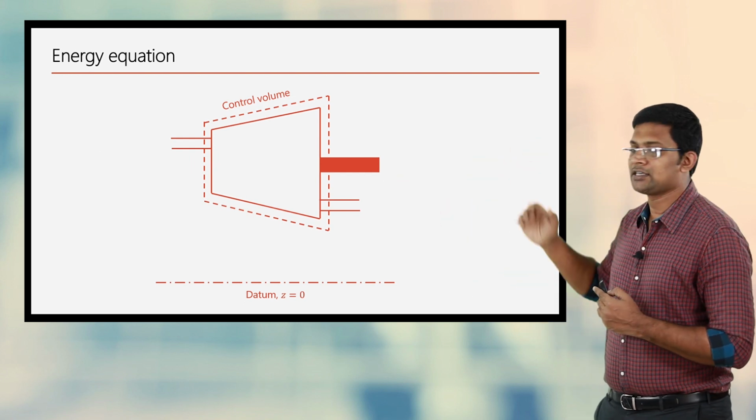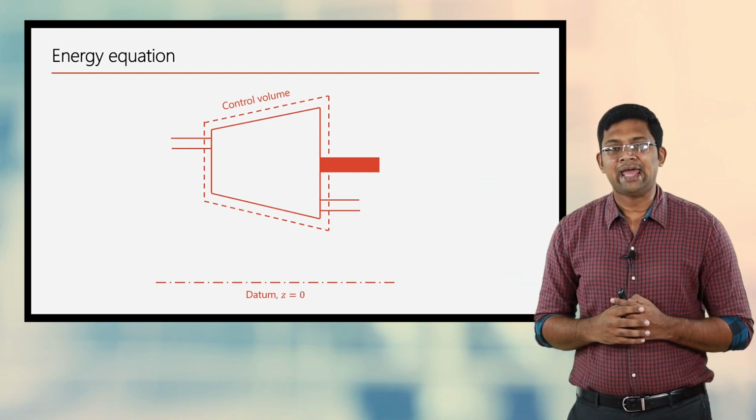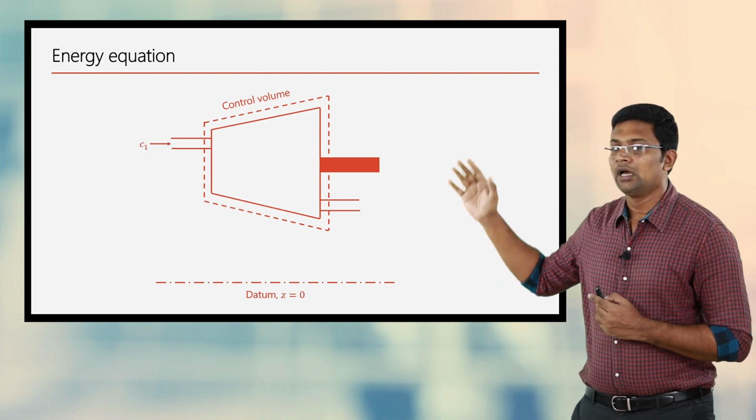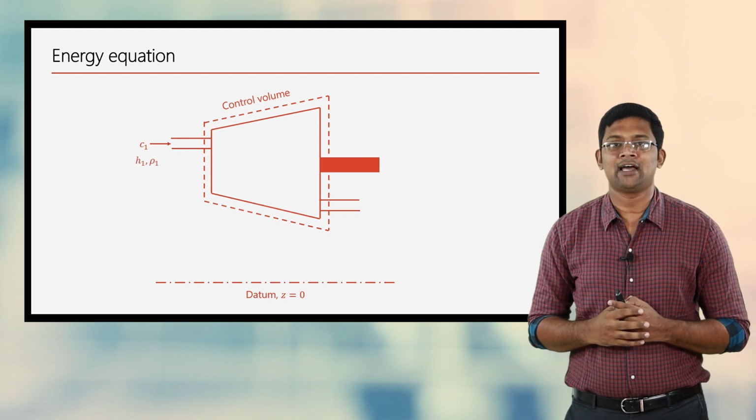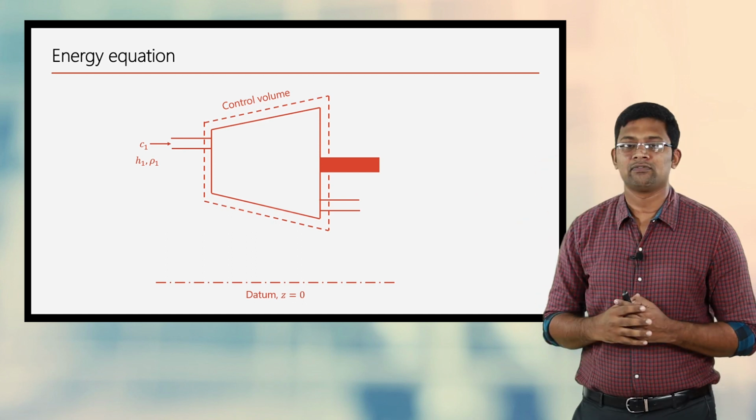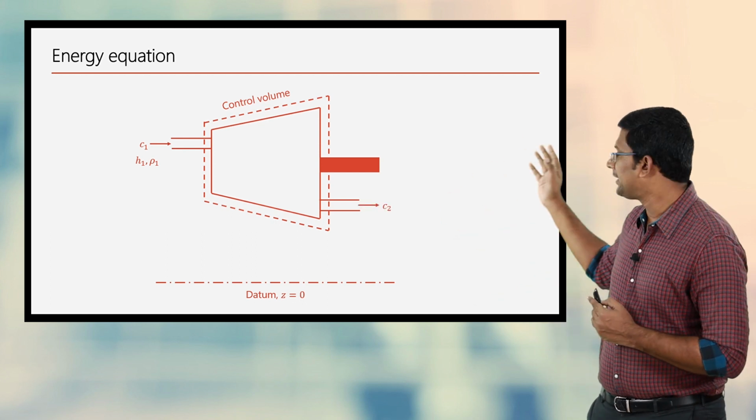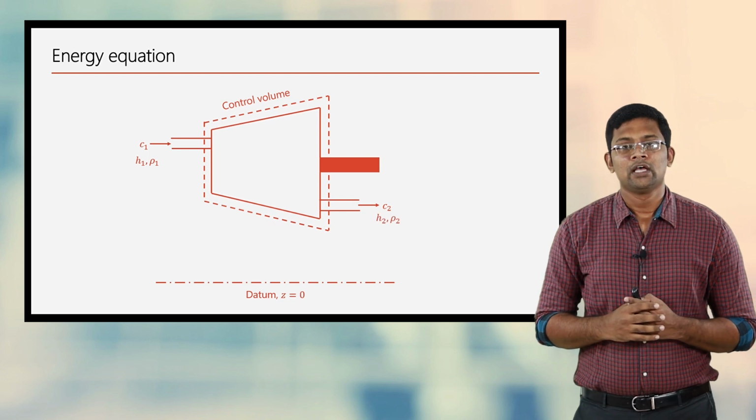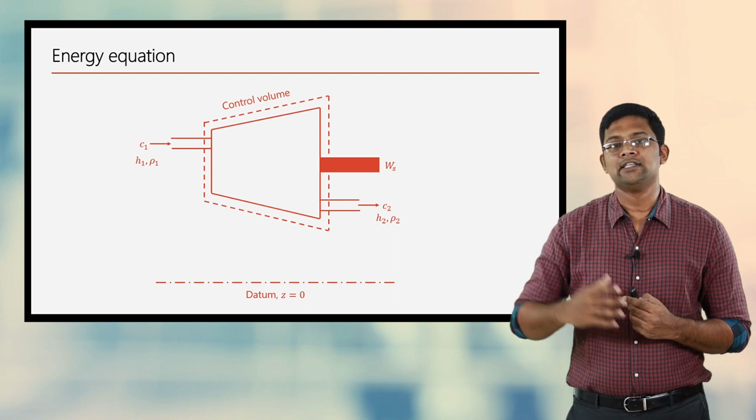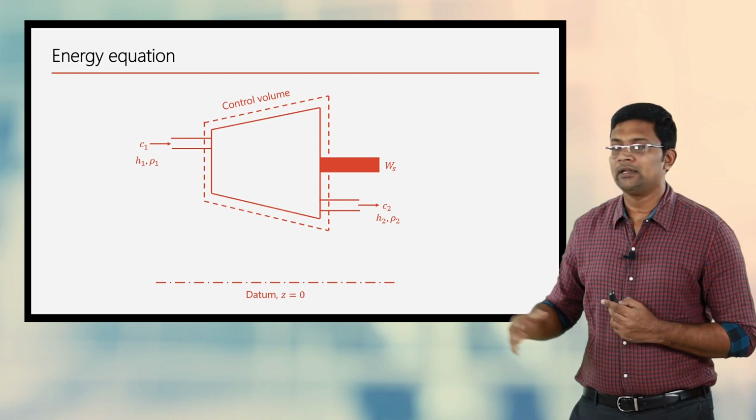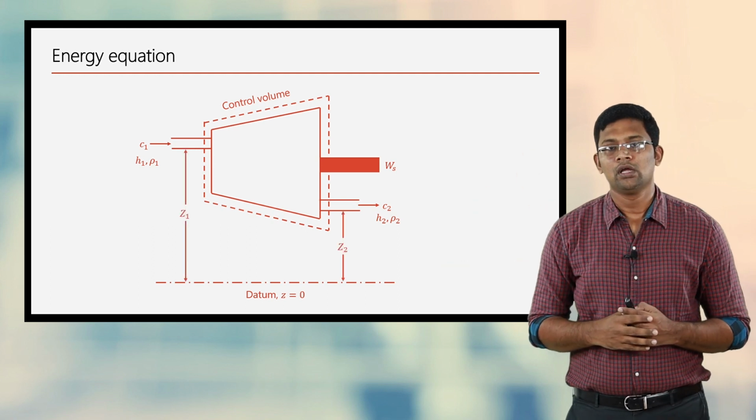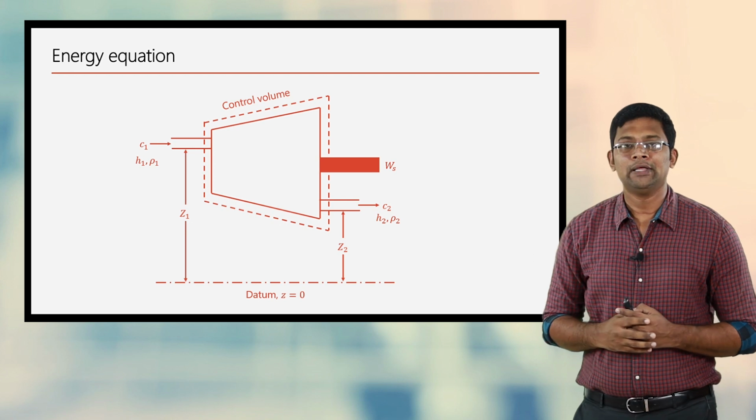Consider a control volume as shown here. Now the fluid enters the control volume with a velocity c1. The other properties at the inlet are h1 and ρ1, where h1 is the enthalpy and ρ1 is the density. Fluid exits the nozzle at velocity c2 and the corresponding properties are h2 and ρ2. So here you can see a datum. Now it is used to represent the height or the elevation of the object. So the elevation at the inlet is equal to z1 and that at the exit is equal to z2. The shaft work is equal to Ws.